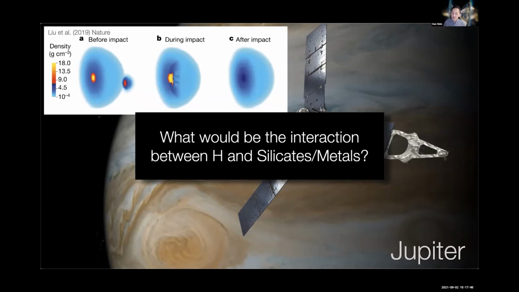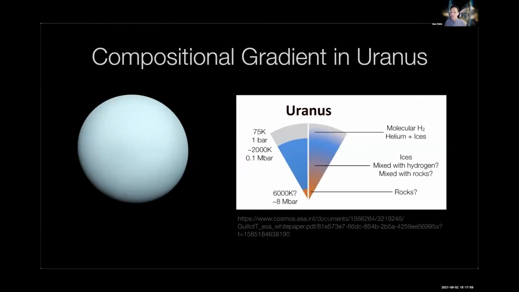To be able to answer that question, it is really necessary to know how hydrogen would interact with silicate and metals at high pressure and high temperature conditions expected for the gas giants. The compositional gradient has actually been proposed for Uranus, which is a quite different body.